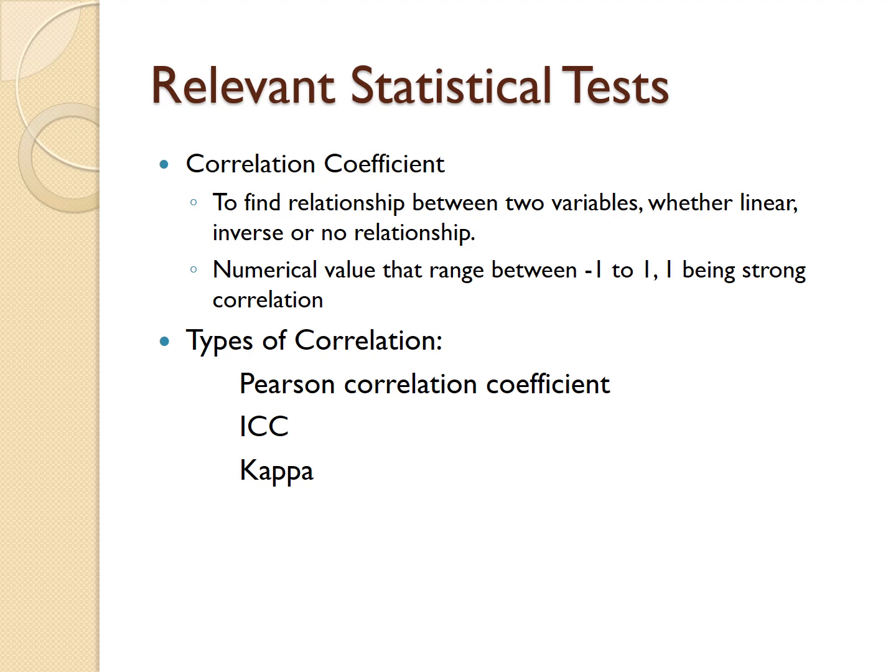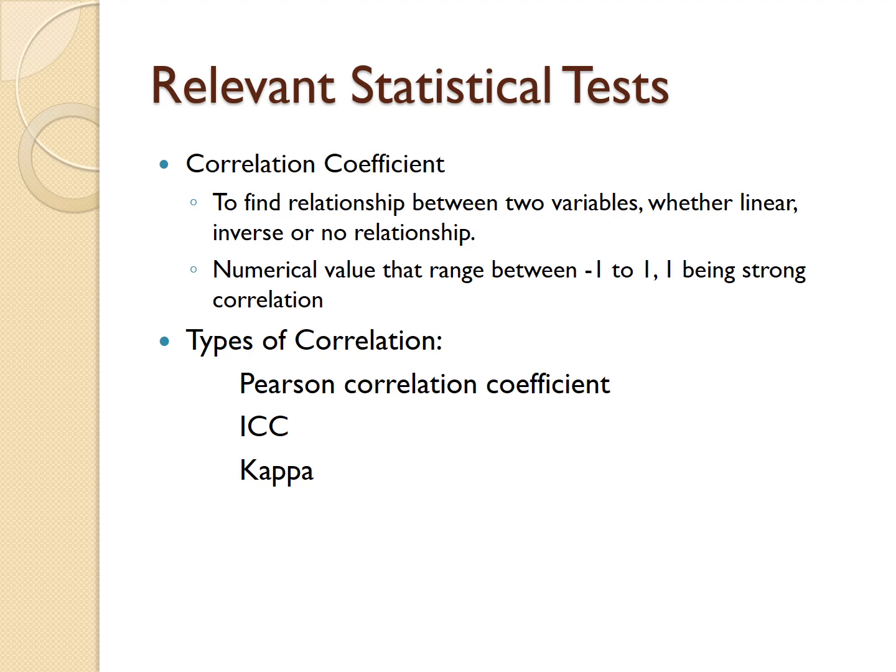It helps to find out the relationship between two variables, whether a linear relationship, inverse, or no relationship. The value ranges from -1 to 1, 1 being a very strong correlation, like a direct linear relationship. Okay, so what are the different types of correlation? There's the Pearson correlation coefficient, there's ICC, called the intraclass coefficient, and there's kappa.